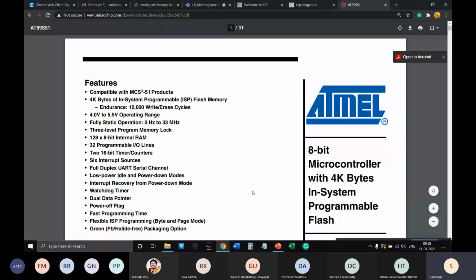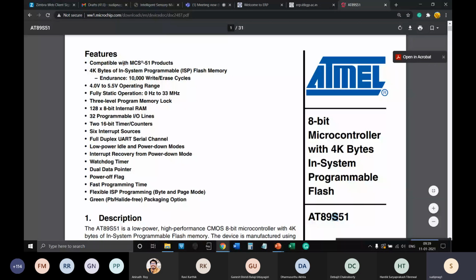So compatible to or compatible with MCS 51 products. MCS is microcontroller series. MCS microcontroller series 51 products. So the 51 series was so popular and so unique and very useful at the same time that today also many modern, even much more modern controllers are using it.